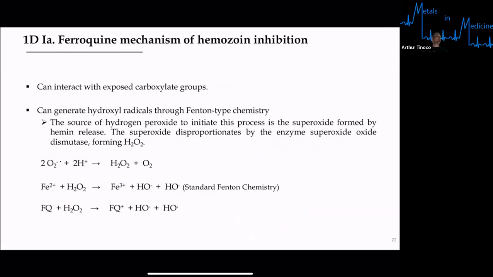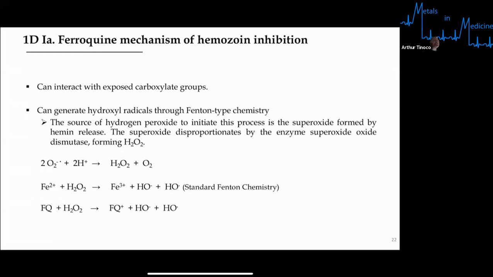But another important thing is that it can facilitate interactions with exposed carboxylic groups. So to an extent, we already saw how that was occurring with chloroquine itself, but you also have the iron that's present within the ferrocene that can also potentially facilitate this. And it can generate hydroxyl radicals through Fenton type chemistry. So an important feature of ferrocene is that it is redox active. So you're now bringing in something that's going to facilitate that. Plus, you're trying to basically break up heme from becoming this polymeric structure. So now you're trying to augment the amount of redox active species within the digestive vacuole.